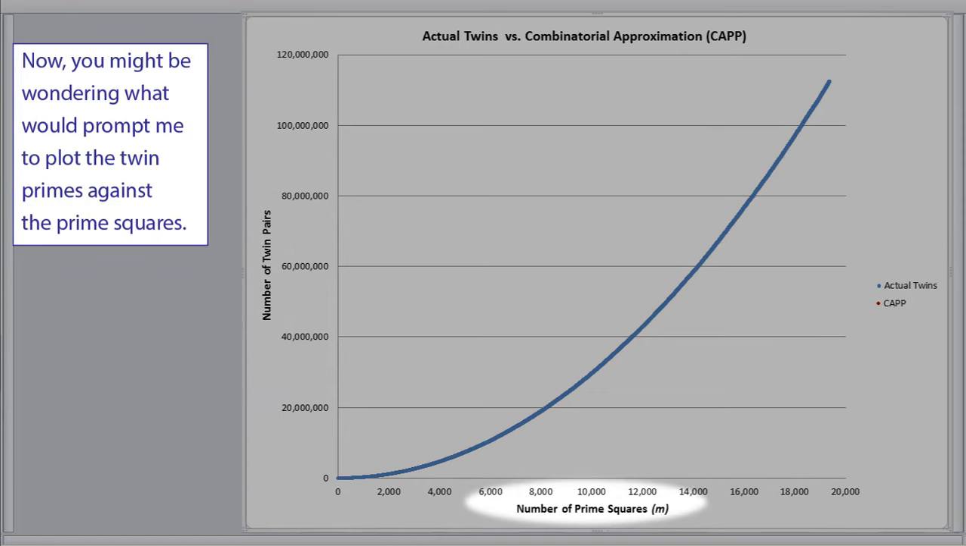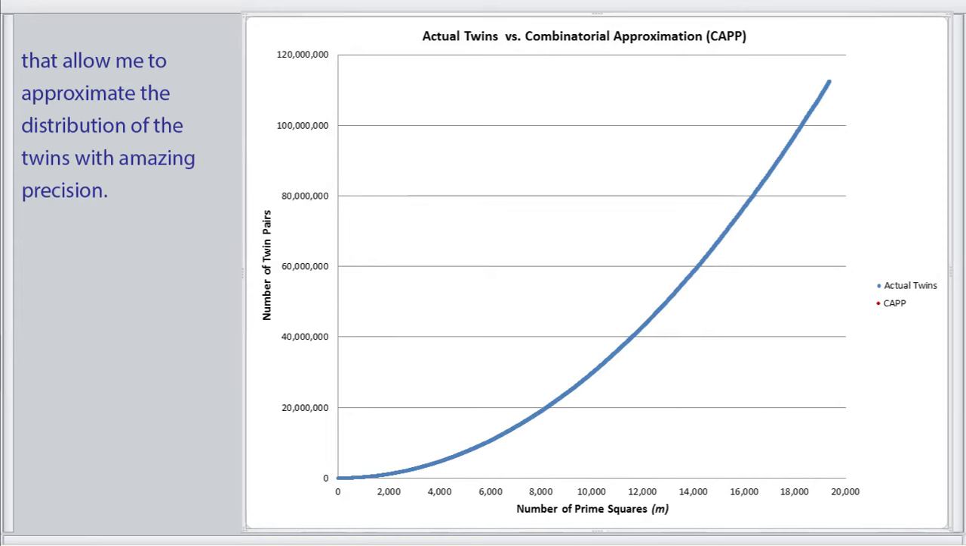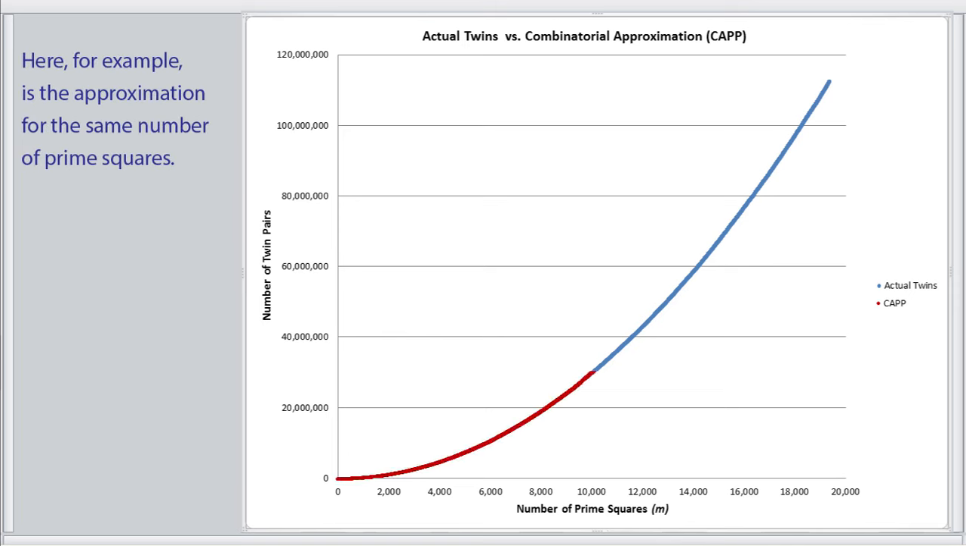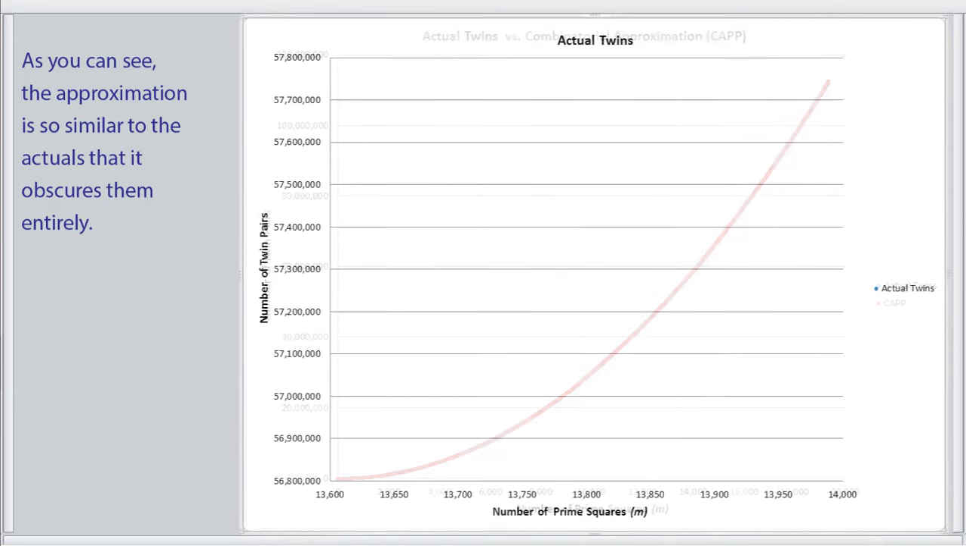Now you might be wondering, what would prompt me to plot the twin primes against the prime squares? The answer is that in the last few years I have made 4 discoveries regarding the twin primes that allow me to approximate the distribution of the twins with amazing precision. Here, for example, is the approximation for the same number of prime squares. As you can see, the approximation is so similar to the actuals that it obscures them entirely.